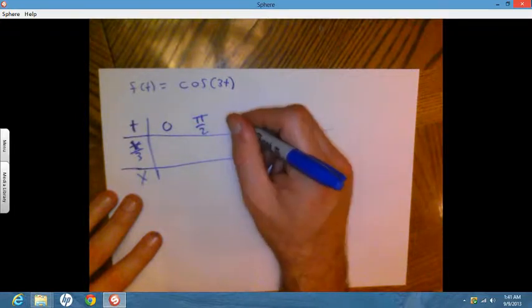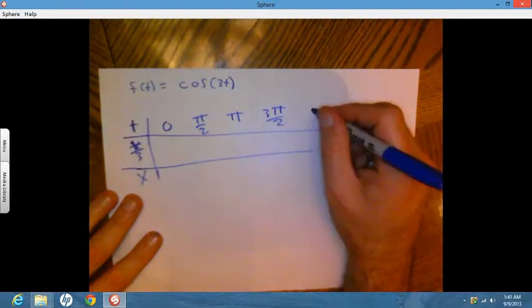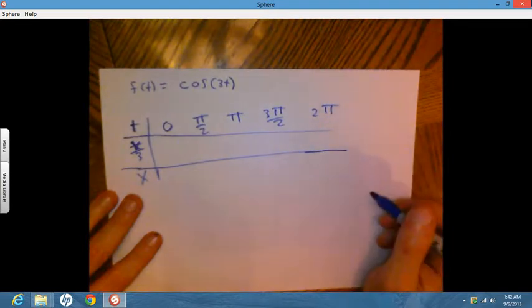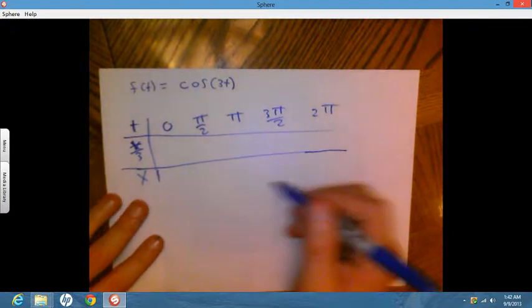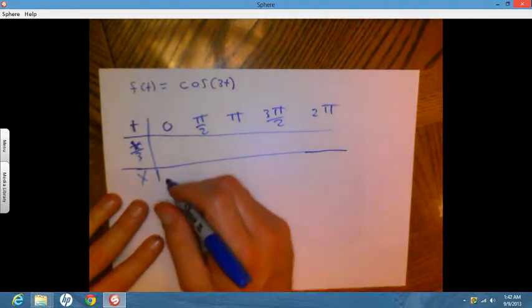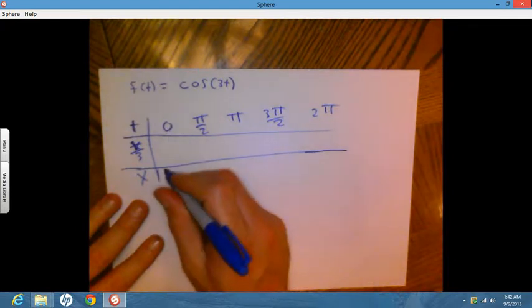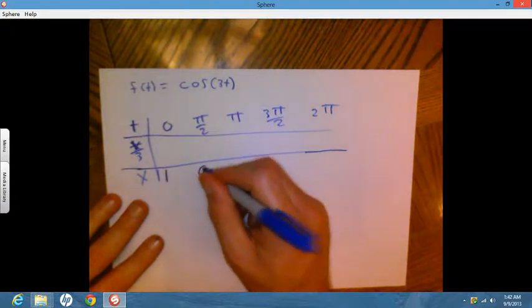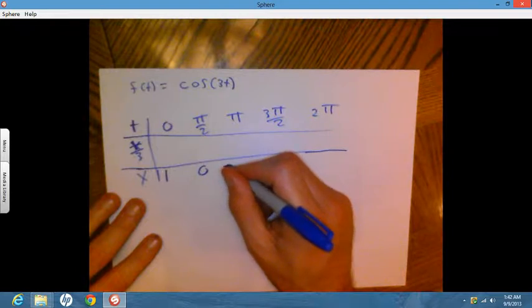So now what I'm going to do is I'll fill in what my x's are. Well, at an angle of 0, my x-coordinate is 1. At pi over 2, my x-coordinate is 0. At pi radians, my x-coordinate on the unit circle, my cosine, is negative 1. At 3 pi over 2, my cosine or my x-coordinate on the unit circle is 0 again, and then I come back to 1.